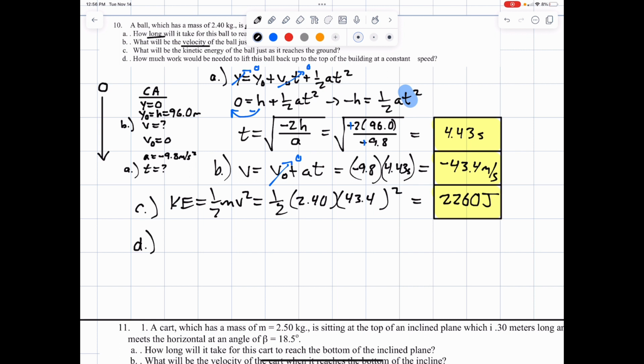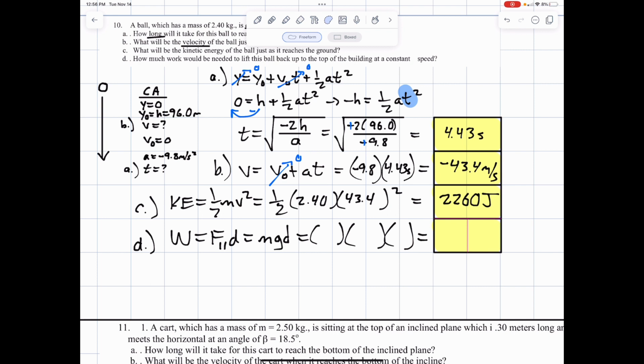Finally, part D, how much work would be needed to lift this back up to the top of the building at a constant speed? Well, work is equal to a parallel force times distance, and the force you'd be lifting would be the weight. So the mass is 2.4 kilograms times 9.8 times 96. Okay, multiply all these three together.